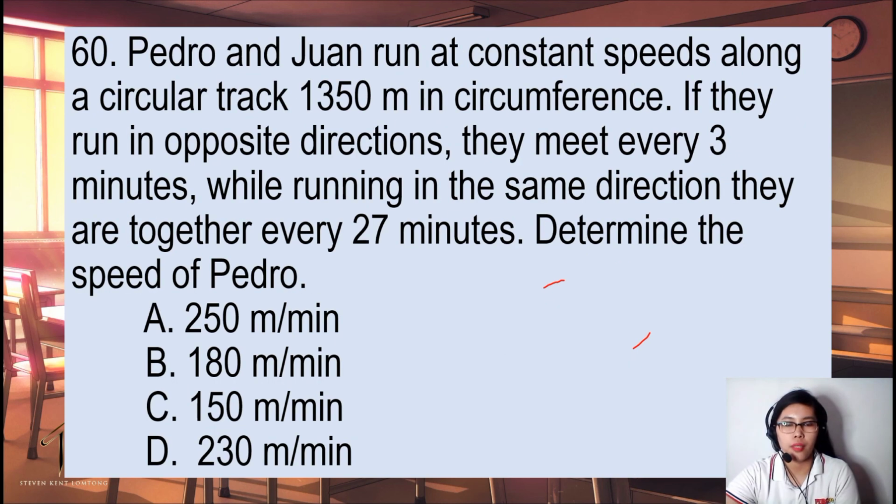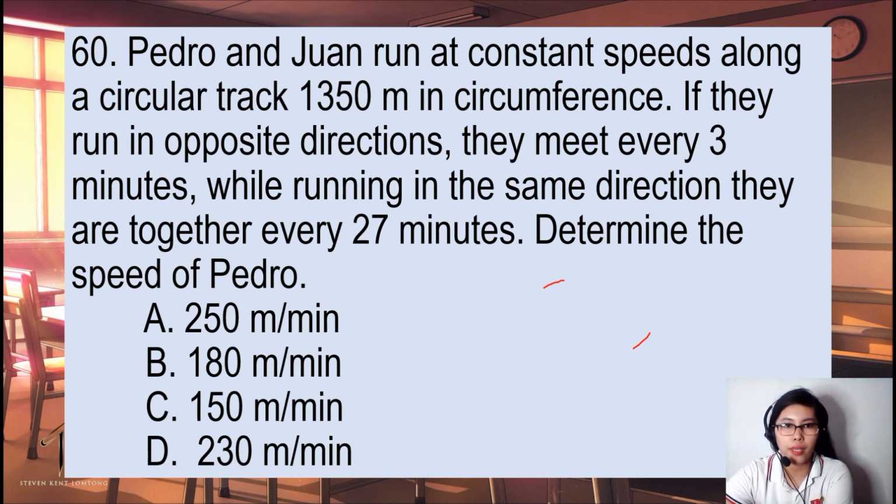Next, Pedro and Juan run at constant speeds along a circular track 1,350 meters in circumference. If they run in opposite directions, they meet every 3 minutes. While running in the same direction, they are together every 27 minutes. So determine the speed of Pedro.